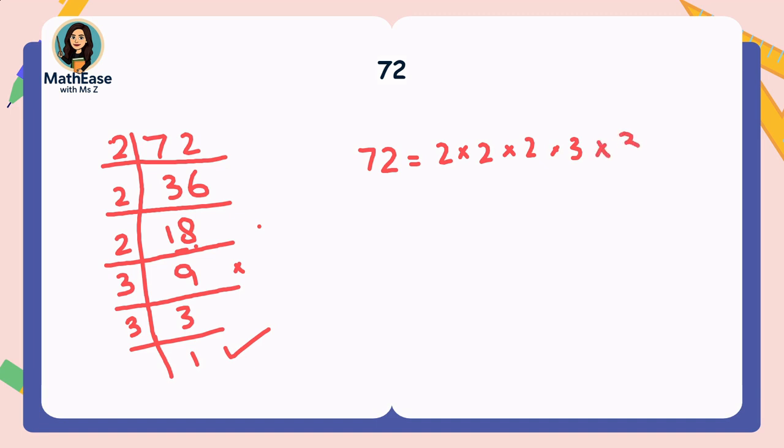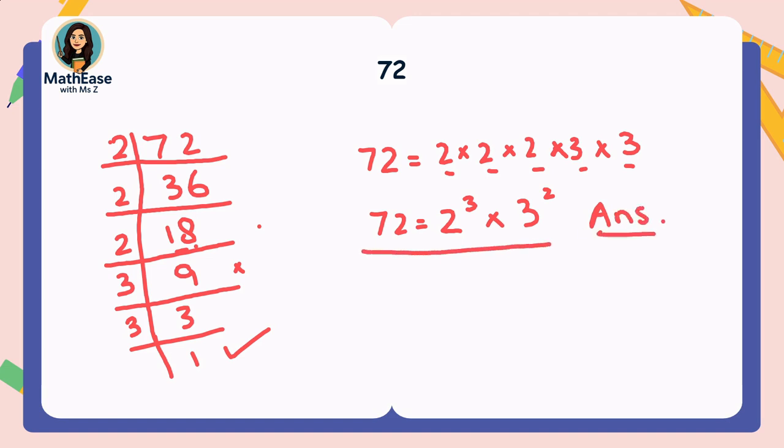And if you're asked to write this in exponential form, count the number of 2's. There are 3 of them. So you write 2 raised to the power 3. Then there are 2 3's. So you write 3 raised to the power 2. So your final answer is 72 is equal to 2 raised to the power 3 multiplied by 3 raised to the power 2. That's it. See, you're getting the hang of it now.